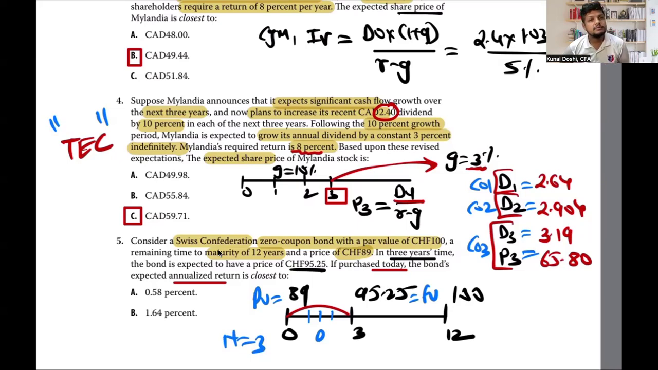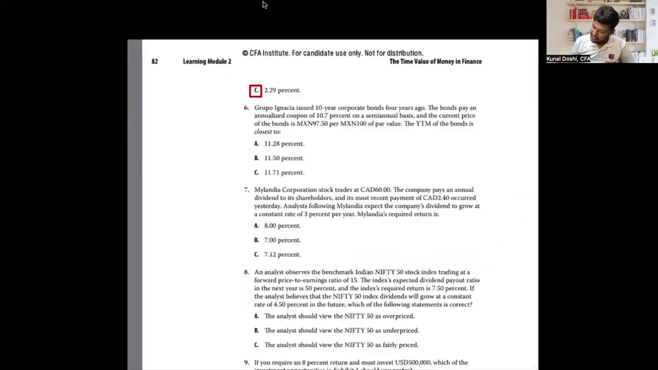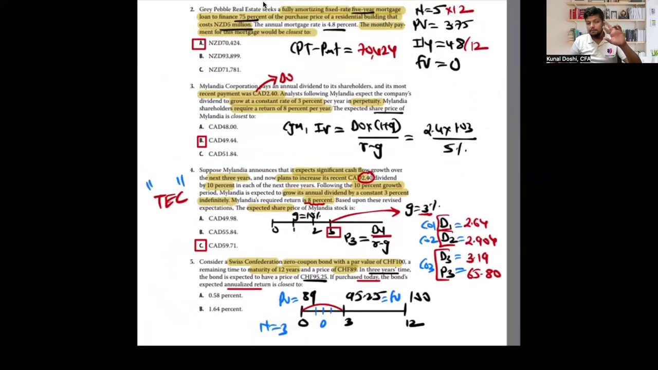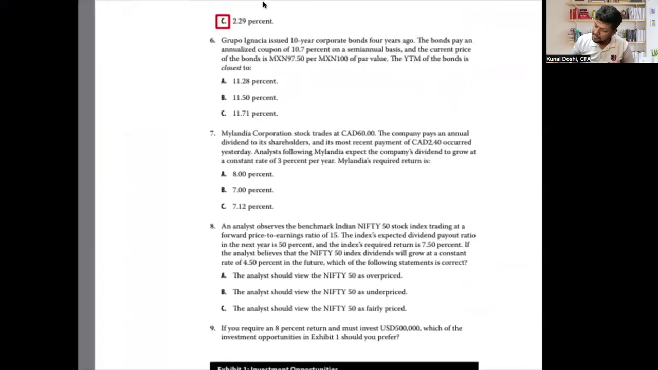Yes, anyone? 2.288, that is 2.29. Clear? Perfect. Yes, great. Remember the rule, PV and FV never should have the same sign. So one is negative, the other is positive. Whichever you do, doesn't matter. Okay.